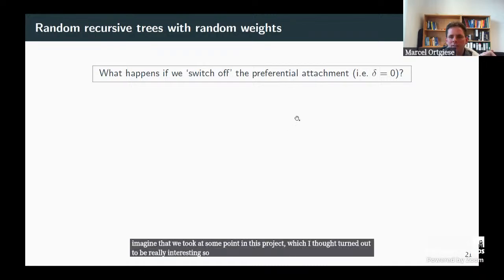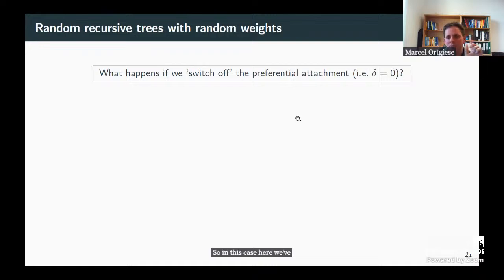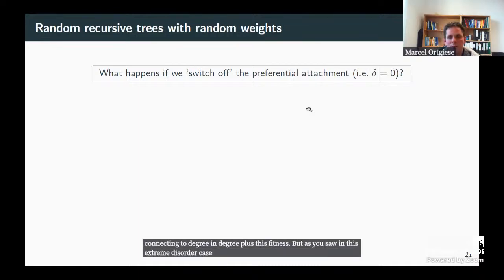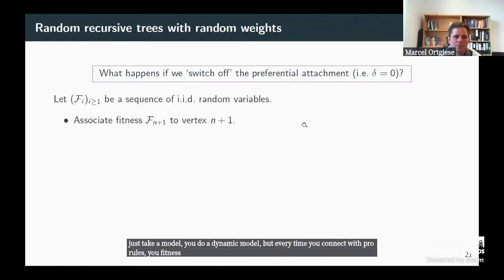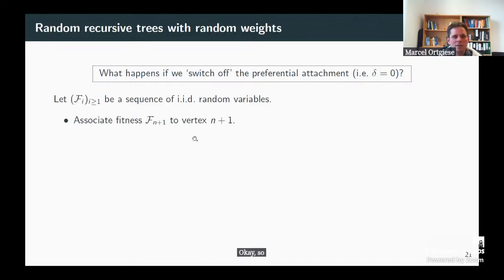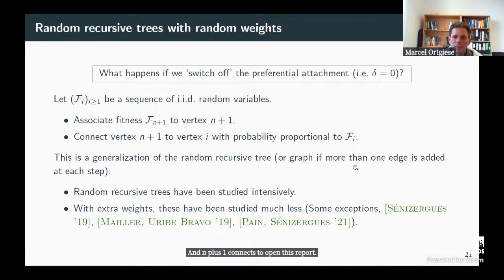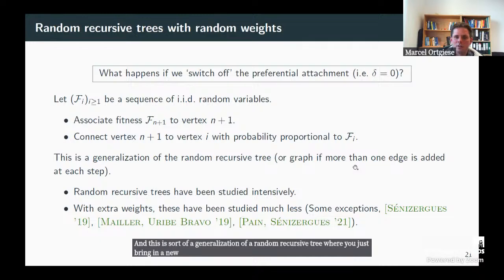So in this case here, in preferential attachment, you always attach with probability proportional to in-degree plus fitness. But as you saw in the extreme disorder case, the degree doesn't actually matter. So what happens if you take a dynamic model, but every time you connect with probability proportional to fitness? So you take an IID sequence of fitness, and vertex n plus 1 connects to vertex i with probability proportional to its fitness. This is a generalization of a random recursive tree, where you just bring in a new vertex and connect to one of the old vertices uniformly.